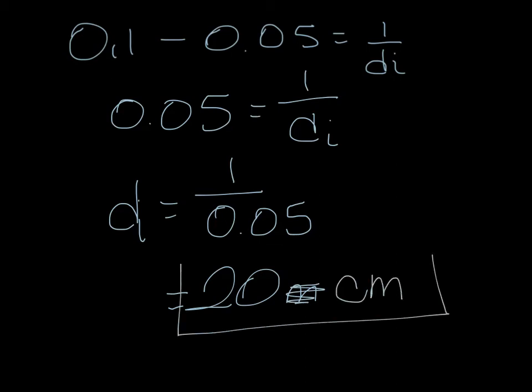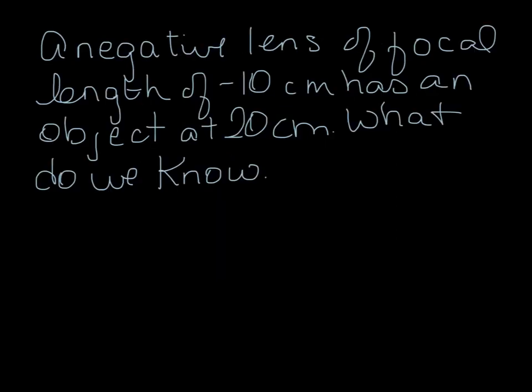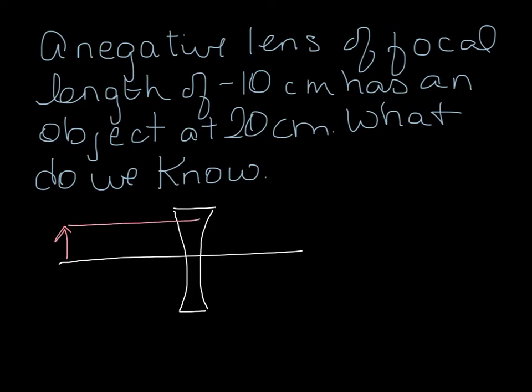So our image is 20 centimeters behind the lens on the other side for our image. Now we have a lens that has a negative focal length. So what does that mean? That means it is a diverging lens, or concave. So our object is 20 centimeters out in front, so our image is right here.